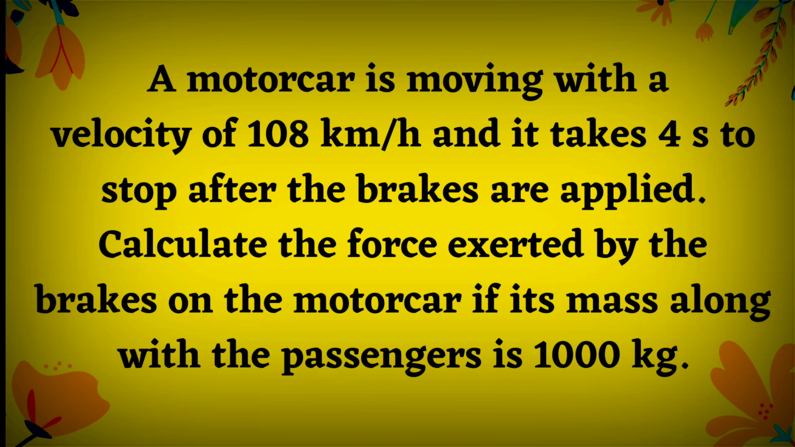Now, whenever you solve a numerical, it is very important to first go through the question properly. So, let us go through that. What is given in the question? A motor car is moving with the velocity of 108 km per hour. What does this 108 km per hour indicate? It indicates the velocity. But which velocity? It indicates initial velocity.